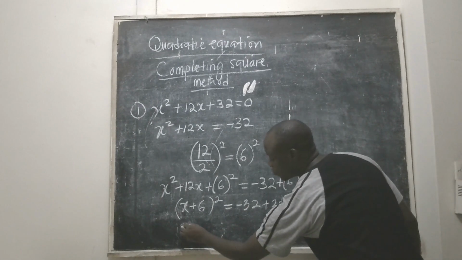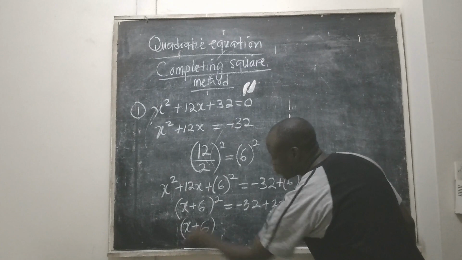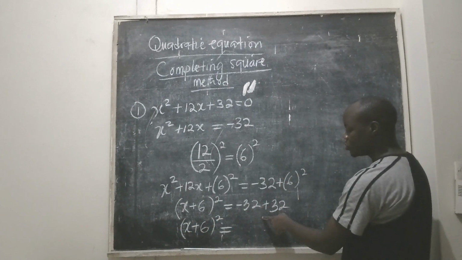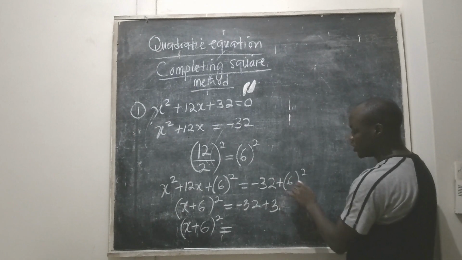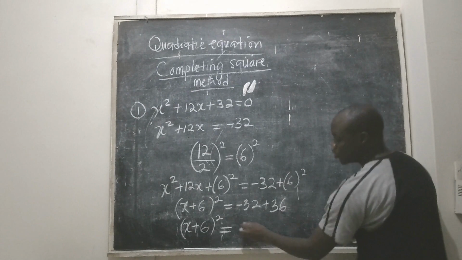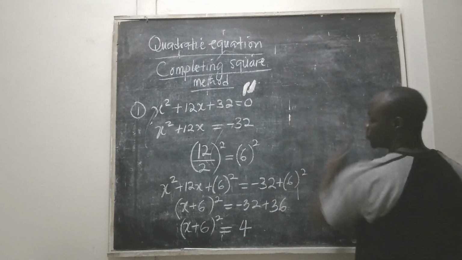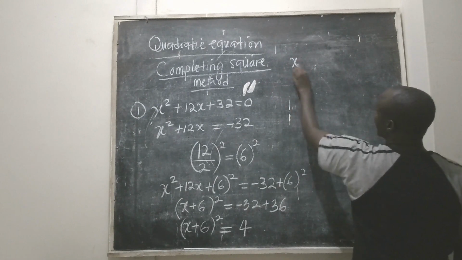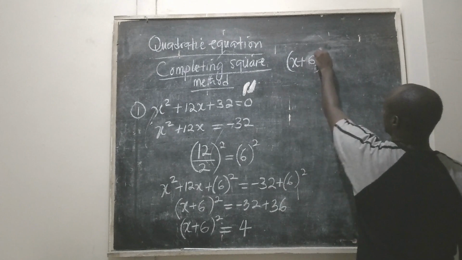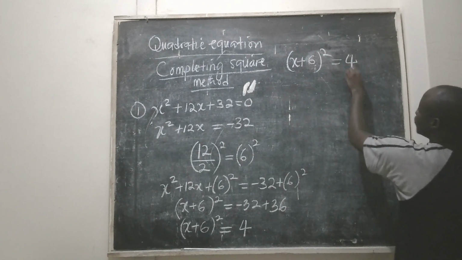So now the next thing, we say x plus 6, then we square it. We now have equals to minus 32 plus 36. So minus 32 plus 36, we have 4. So we have x plus 6, all squared, equals 4.